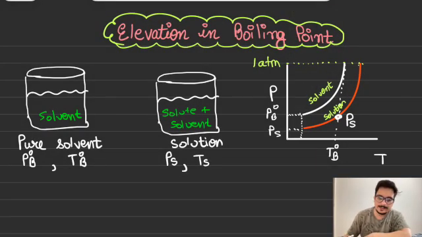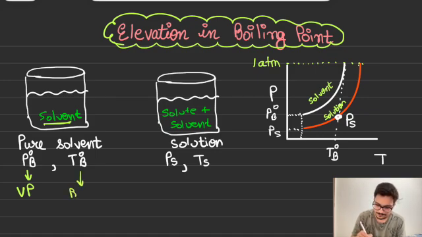So today we are taking a topic which is elevation in boiling point, and we'll do the derivation by the use of Clausius-Clapeyron equation. Okay. So let's suppose initially we have a pure solvent, and the pure solvent has a vapor pressure of P naught B and a boiling point of T naught B.